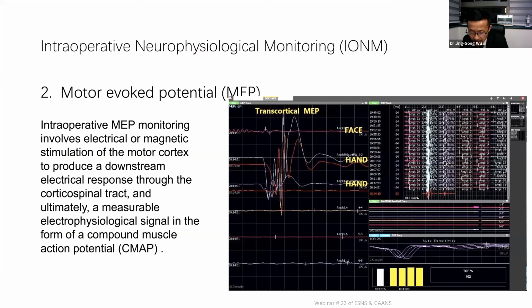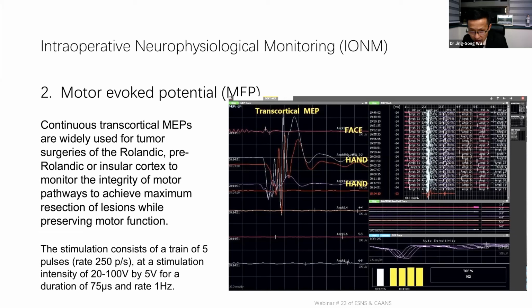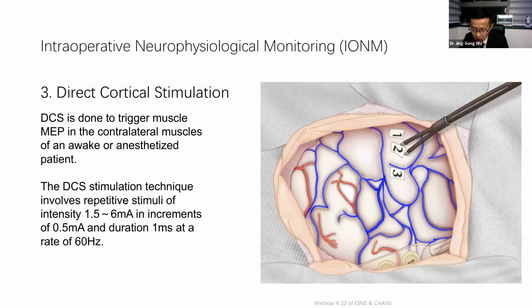Clinically, the latency and amplitude of compound muscle action potential, CMAP, can often be used as a monitoring indicator of MEP. Continuous transcortical MEPs are widely used for tumor surgery of Rolandic, pre-Rolandic, and insular regions to monitor the integrity of the motor pathway to achieve maximal safe tumor resection while preserving the motor function.